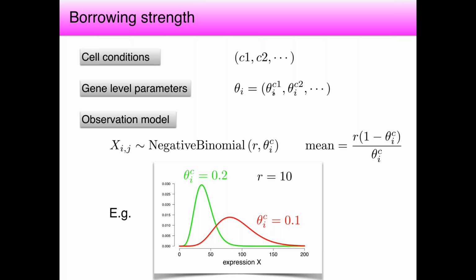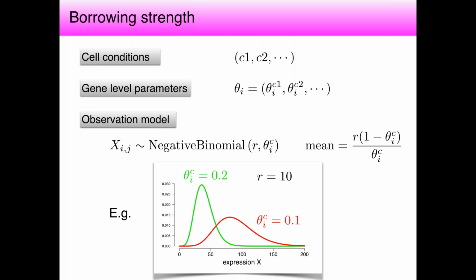So, for example, if we took the negative binomial distribution, which is an overdispersed, natural distribution to use for count data, I show for two different thetas here, possibly two different conditions on a given gene, what the sampling distribution of the counts might be for different expression values. If theta was 0.1 as the expression value, then this would be the fluctuation we'd expect to see for expression measurements in that condition.